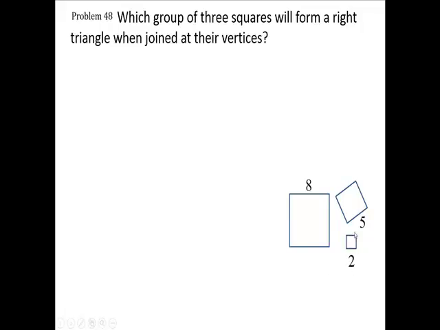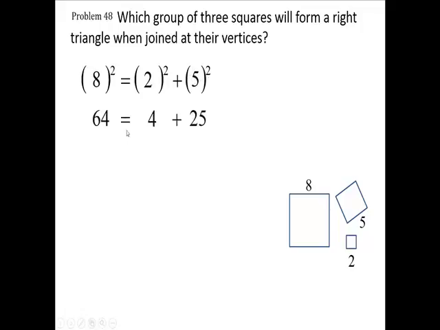We're going to square the 2, square the 5, add them together, and see if you get 8 squared. You're squaring the 8, that's the hypotenuse. Square the 2 and square the 5. Are these equal? You get 64 here, 4 here, and 25 here, 5 times 5. And does 64 equal 4 plus 25?